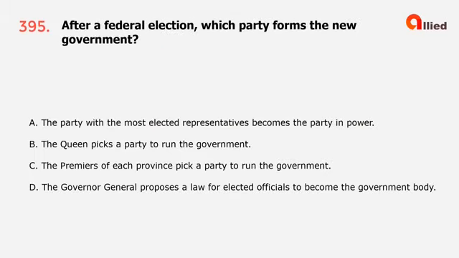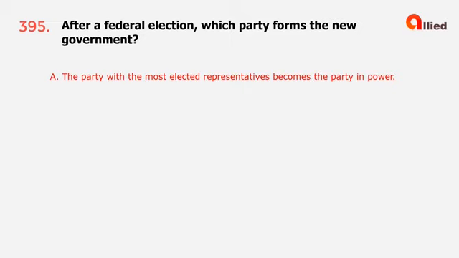Question 395. After a federal election, which party forms the new government? A. The party with the most elected representatives becomes the party in power. B. The Queen picks a party to run the government. C. The premiers of each province pick a party to run the government. D. The Governor-General proposes a law for elected officials to become the government body. The answer is A. The party with the most elected representatives becomes the party in power.